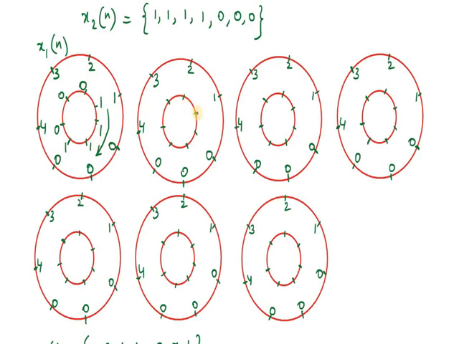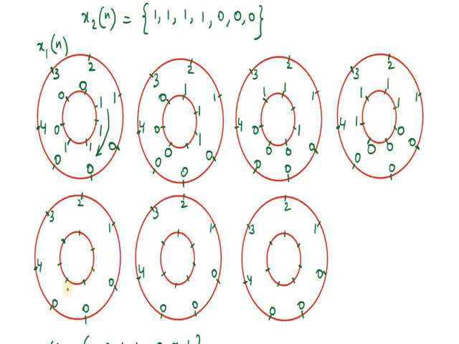In the next step, shift the x2 of n samples towards the anti-clockwise direction. Initially they were starting from here, now they should start from here: 1 1 1 1 0 0 and 0. In the next step, x2 of n samples will start from here: 1 1 1 1 0 0 and 0. In the next step, x2 of n samples will start from here: 1 1 1 1 0 0 and 0.